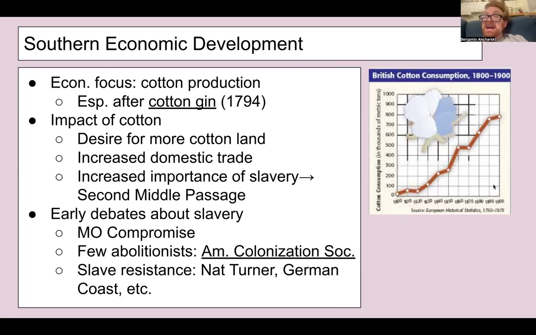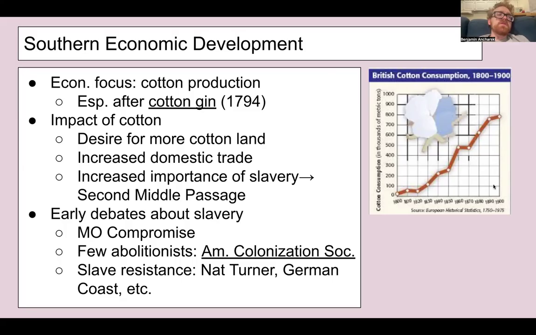However, because cotton is king, to use a term from the 1850s, because cotton is so important, that does mean that those that make cotton and produce it are also more important. And unfortunately, that does mean a rise of African American slavery. Slavery and the domestic slave trade skyrockets thanks to cotton production.